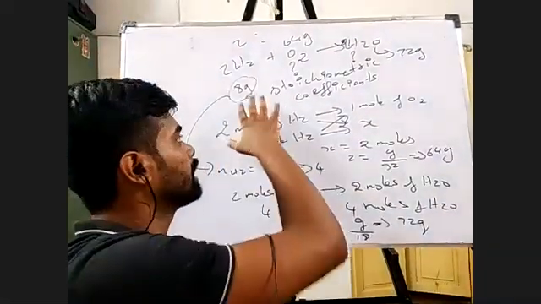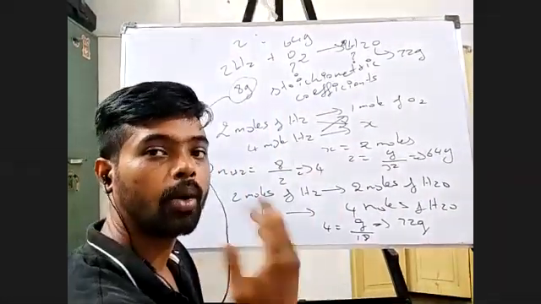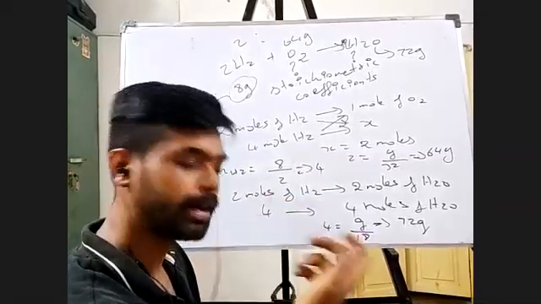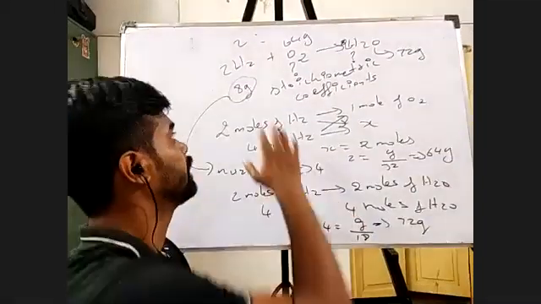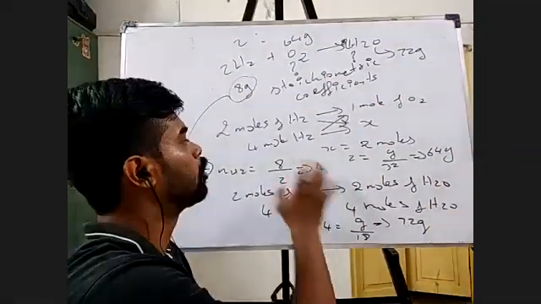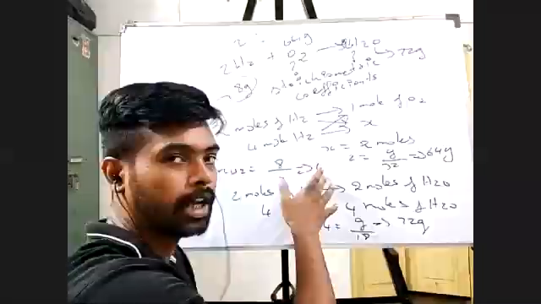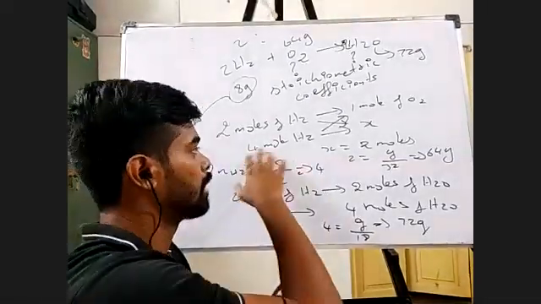So they have given that 8 grams of H2 is there. Now, whatever data is given to you, I told you to convert them into number of moles. So that's what we did. 8 grams of H2 will have 4 moles of H2. So I put the data here.